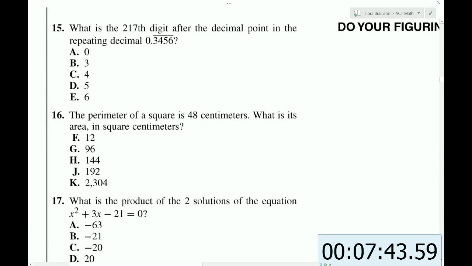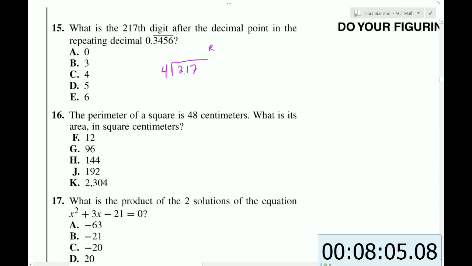What is the 217th digit after the decimal point in the repeating decimal this? Okay. So this is a patterns question. So the first thing to do is to figure out the length of the pattern. So in this case the length of the pattern is 4. So we want to take that and divide it into 217 and find the remainder. So we don't really care about how many times it goes in. We care more about the remainder.